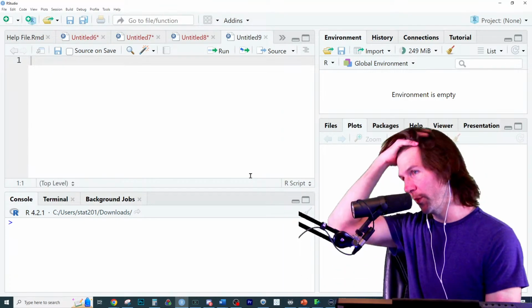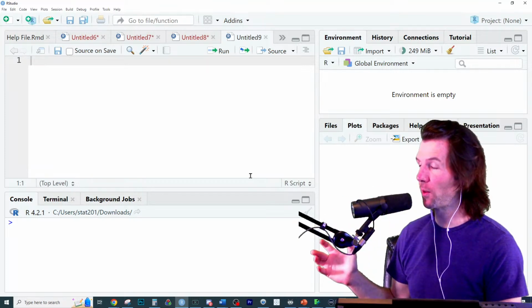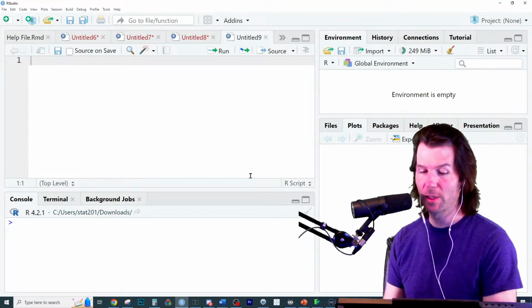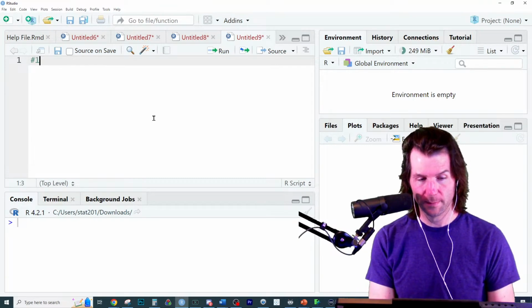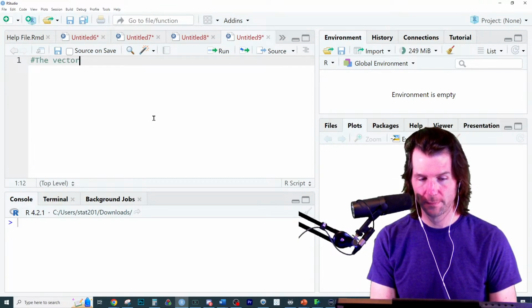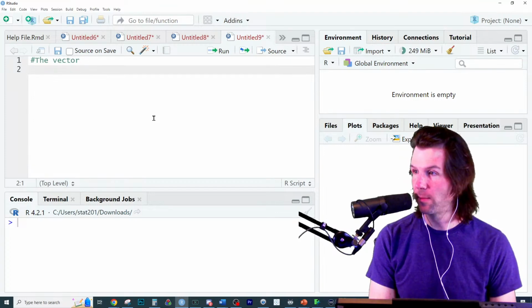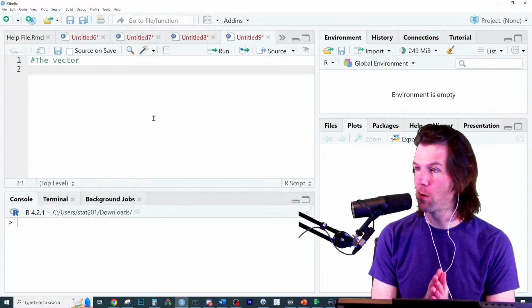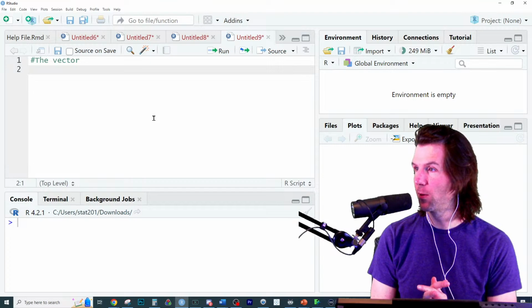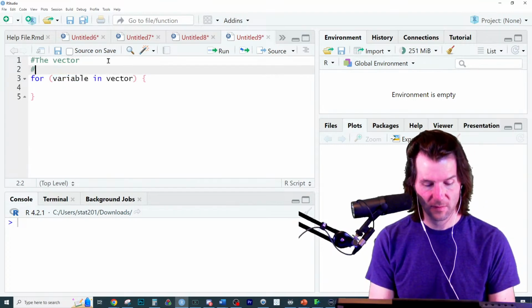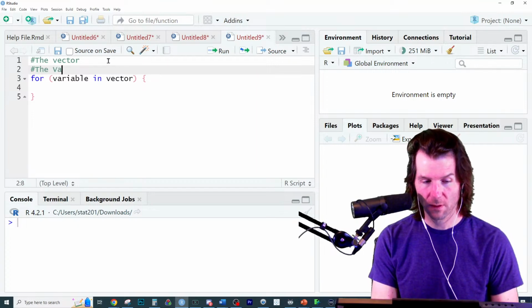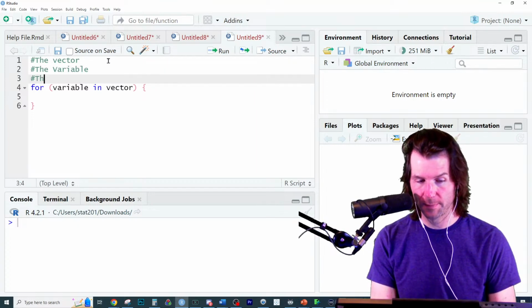Now, a for loop has three major components. So if you're watching this right now and you want to know about a for loop, it has three major components. The first component is the vector. Then we have the, oh my gosh, why can I not think? The variable. And then the skeleton.